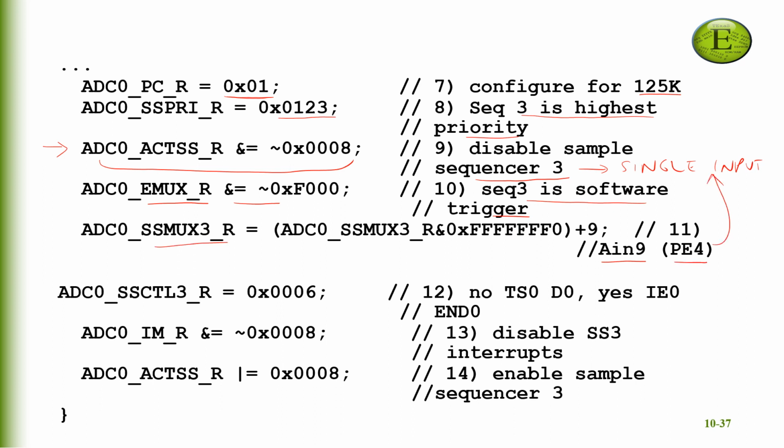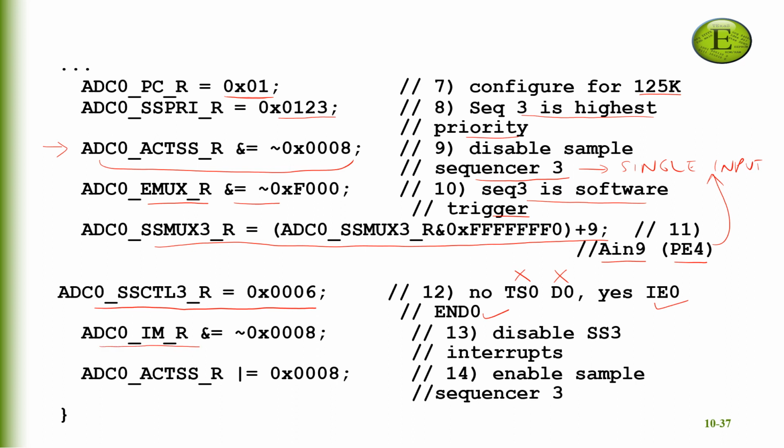And here is the C statement for doing that. We're going to set the control bits in the ADC0 control register for sample sequencer 3. In this case, as we saw before, we're going to set the interrupt enable bit as well as the end of sequence bit, signifying that there is only one input in the sequence, and we're not going to use the differential input or the temperature sensor reading.